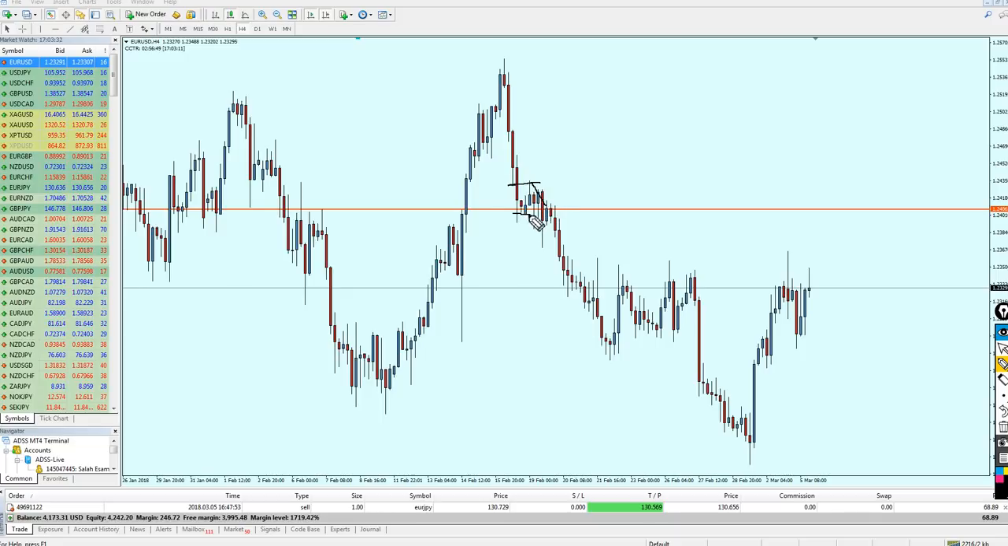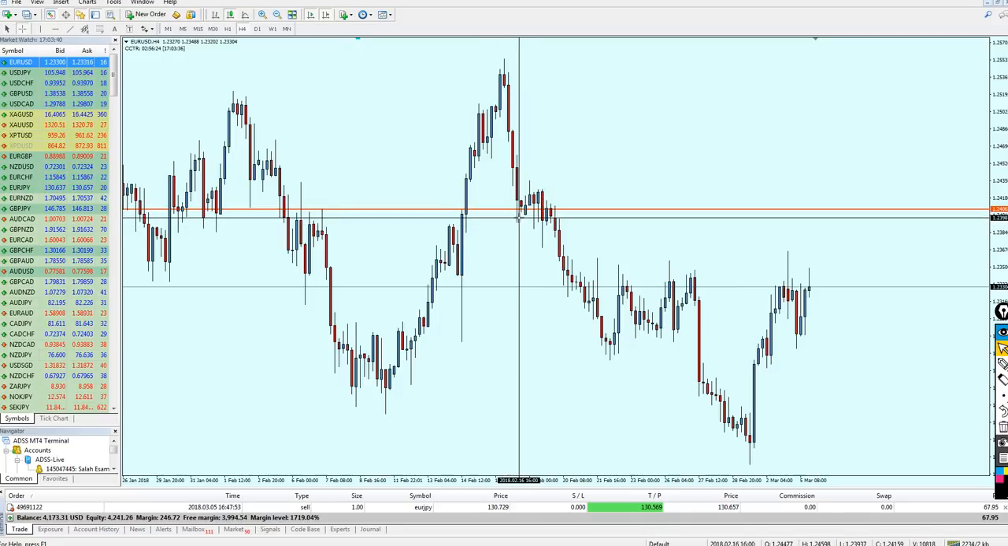So if I was scalping, this will be my trade. I will place a buy here and I will exit here, aiming for about 22 pips, which is very good for a scalping trade.